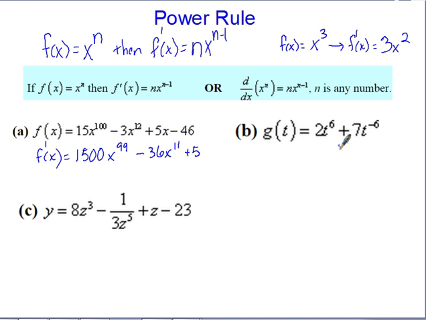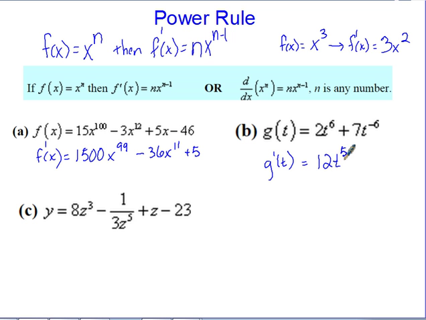All right, so now let's pick it up a little bit. Let's look at part B. I have g of t equals 2t to the 6th plus 7t to the negative 6th. So g prime of t, which again, what does that mean? That I have taken a derivative. Is equal to what?